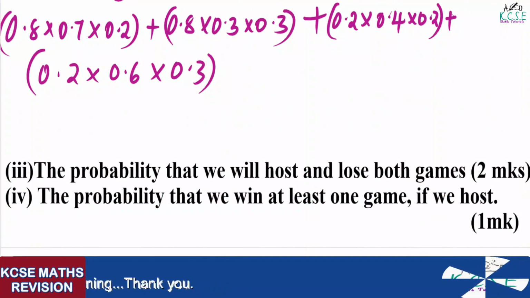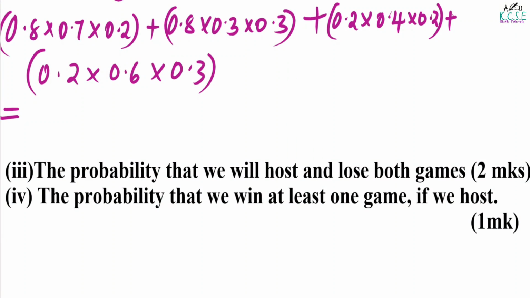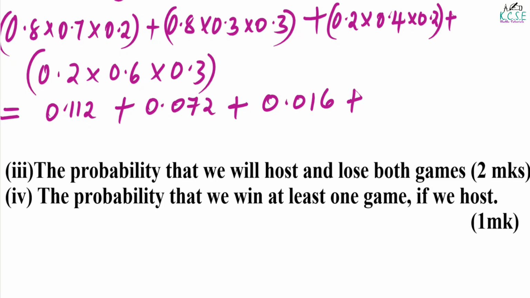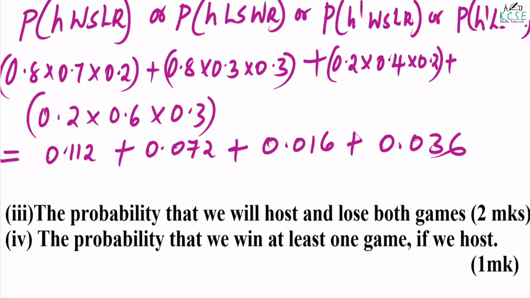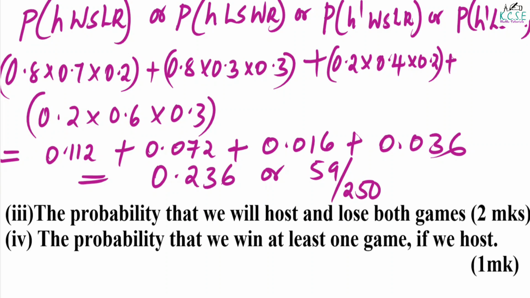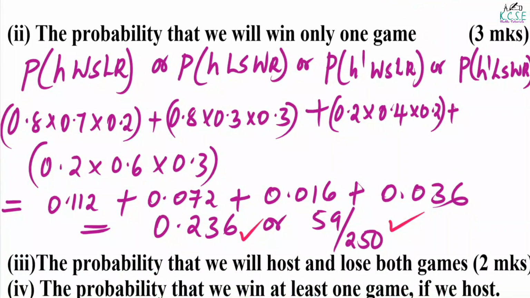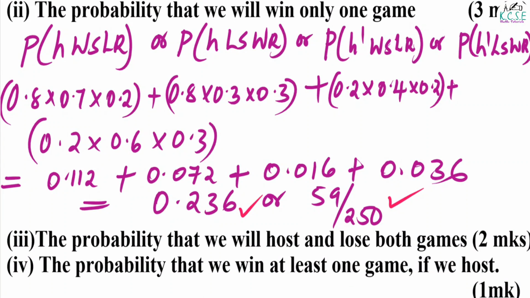So now multiplying and adding, you get the first one 0.112 plus 0.072 plus 0.016 plus 0.036, and this gives 0.236, or in fraction form 59/250. So that is how you're supposed to obtain those probabilities. That is when we win only one game. Now we go to the next part.